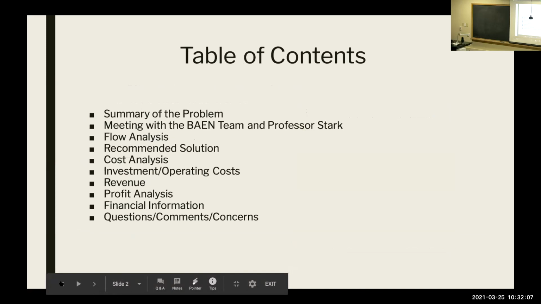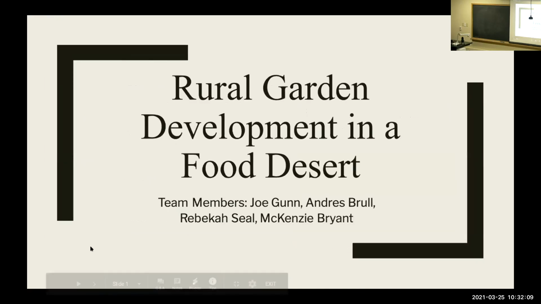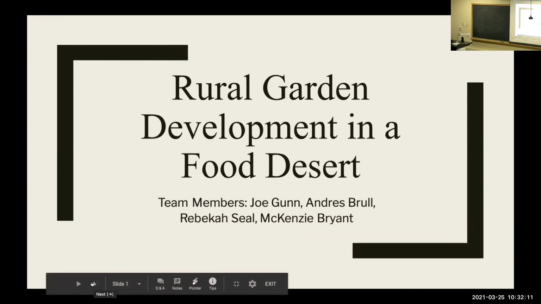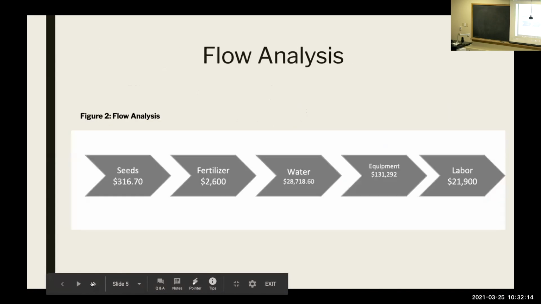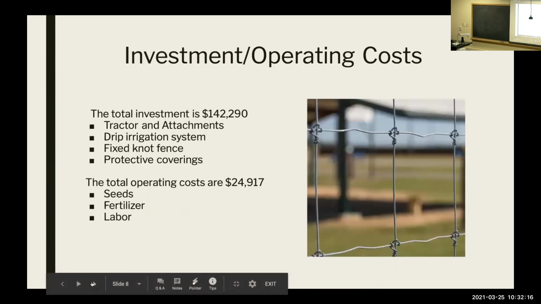It would have been interesting to see the operating costs broken down a little more. Unless I missed something, I didn't really see that they were broken down that much.